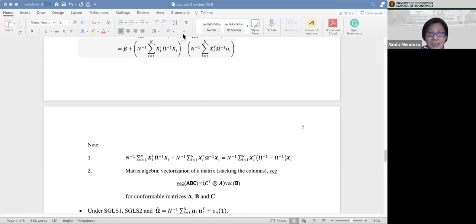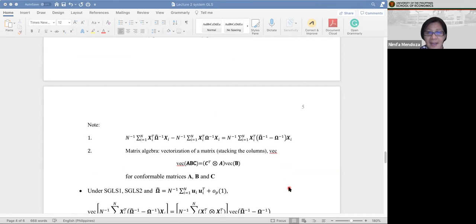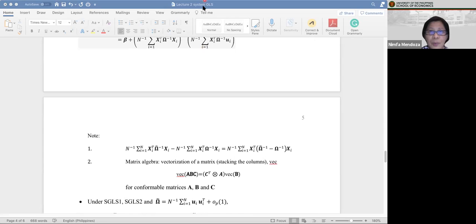Then next we have the vectorization of a matrix. In the vectorization of a matrix, you're just stacking the columns. And we have this relationship. I'll go back to the whiteboard to show what the vectorization is.